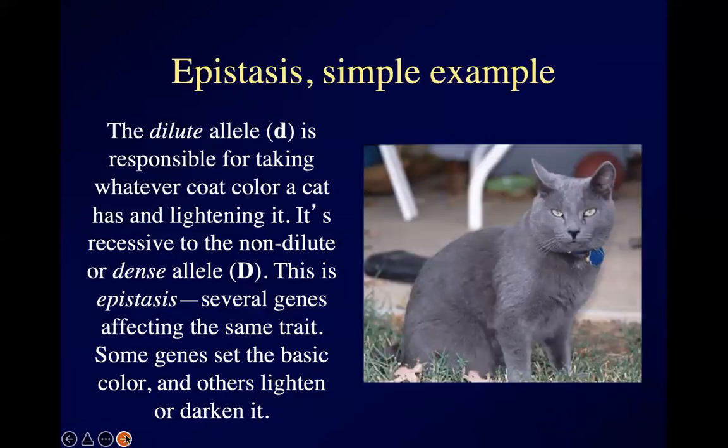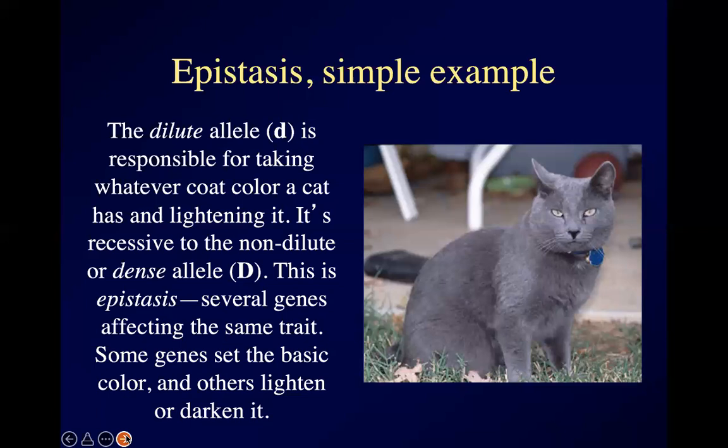Okay, the last wrinkle I want to hit you with is called epistasis, and that is what we call it when several genes affect the same trait. You're looking at a black cat. So that cat has maybe genotype big B, big B. The basic color is black. This cat also has two copies of an allele for dilute fur color. And it is recessive to the non-dilute allele or dense allele.